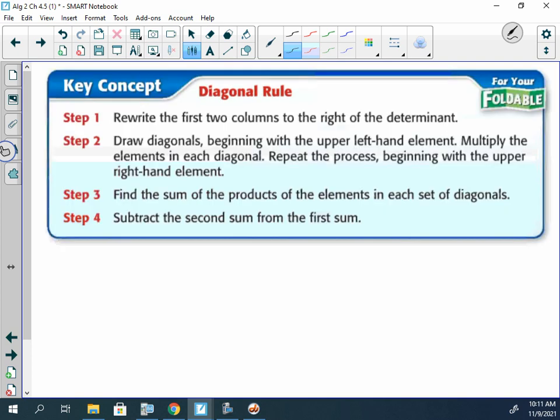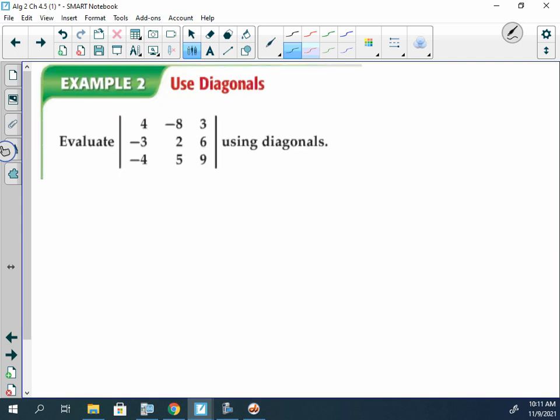The diagonal rule, rewrite the 2 columns. Let's actually just look at this here. So this here is our third order one because it's a 3 by 3. Now we're doing the same thing because on the first one we took the diagonal from the left to the right and subtracted it from the right to the left.